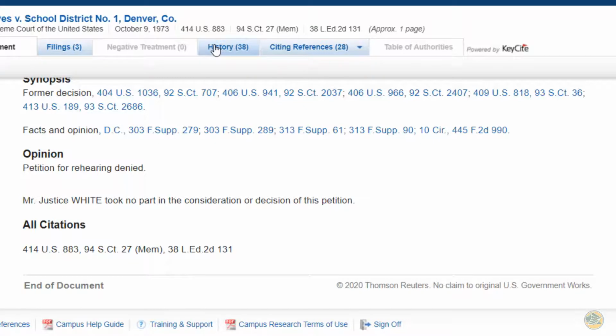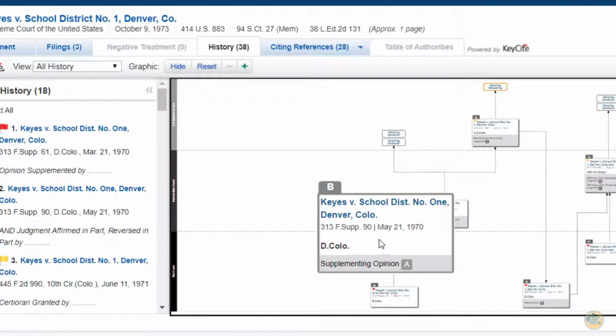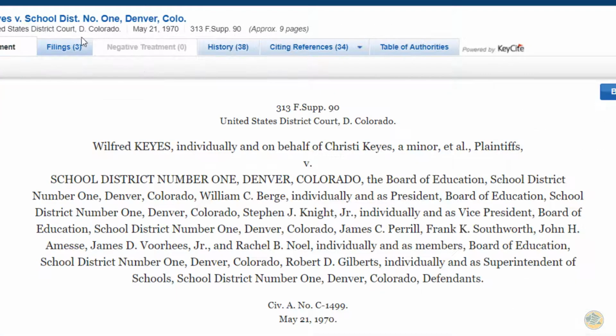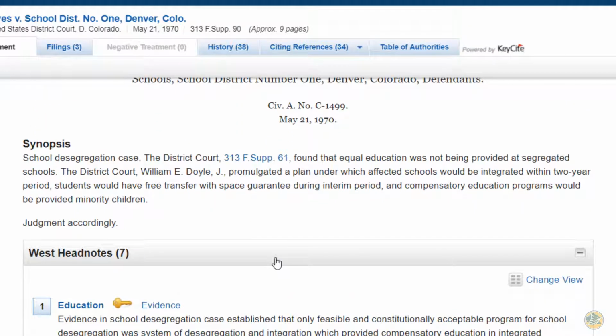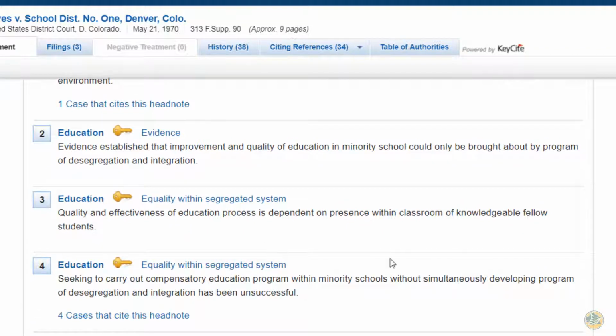However, if we go back to the history, we can see past cases that happened. So this was one of the steps that was taken in 1970. So notice that this was the United States District Court in Colorado. It happened in 1970, and here's the number for this. And then it gives you the synopsis and some notes from Westlaw.